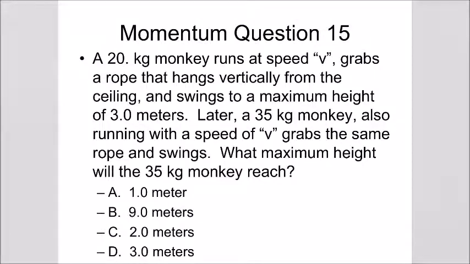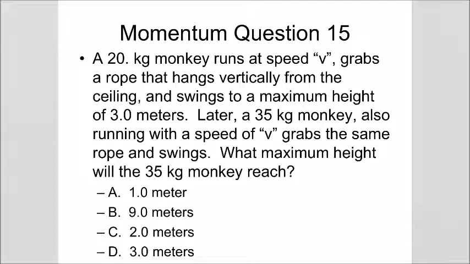A 20 kilogram monkey runs at speed v, grabs a rope that hangs vertically from the ceiling, and swings to a maximum height of 3 meters. Later, a 35 kilogram monkey, also running with a speed v, grabs the same rope and swings. What maximum height will the 35 kilogram monkey reach?